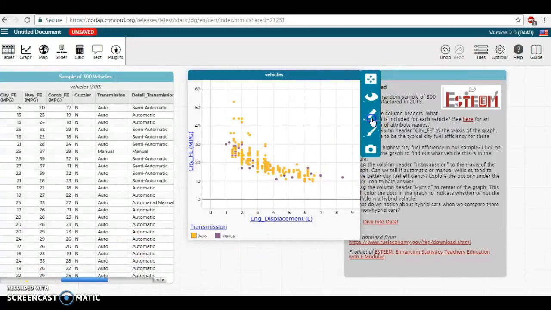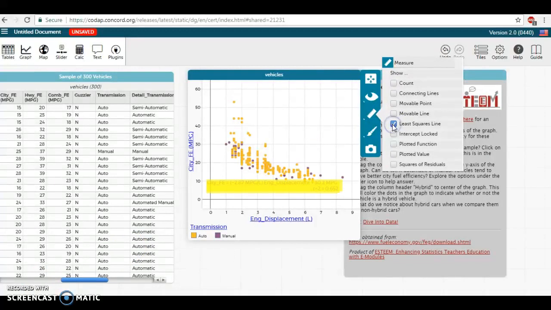So if I go back over to my tools and I click least squares line, now it pulls up two of them. There's one yellow line and one purple line to show the difference between auto and manual transmission. Right now it's showing me my manual transmission line, so it has now changed. This one is y equals negative 2.87x plus 30.2. It also shows r squared is 0.652, so my r would be about 0.81.